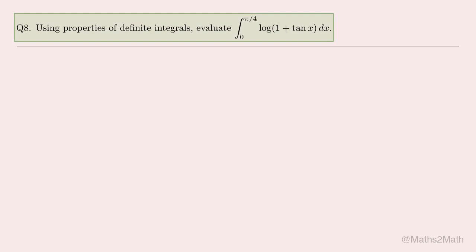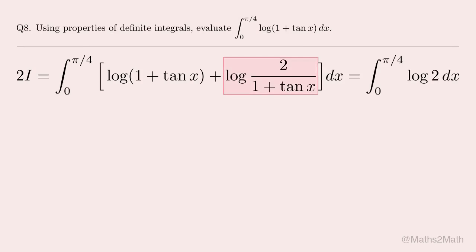Question 8. One of the most beautiful results in the chapter. Reflect x to pi over 4 minus x inside the log. The tangent subtraction formula turns 1 plus tangent into 2 over 1 plus tangent, so the logs add to log 2. So I is pi over 8 times log 2.